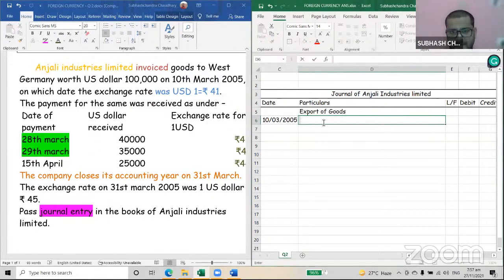Here my debtor is who? West Germany. Under bracket, for your understanding, I am writing importer.